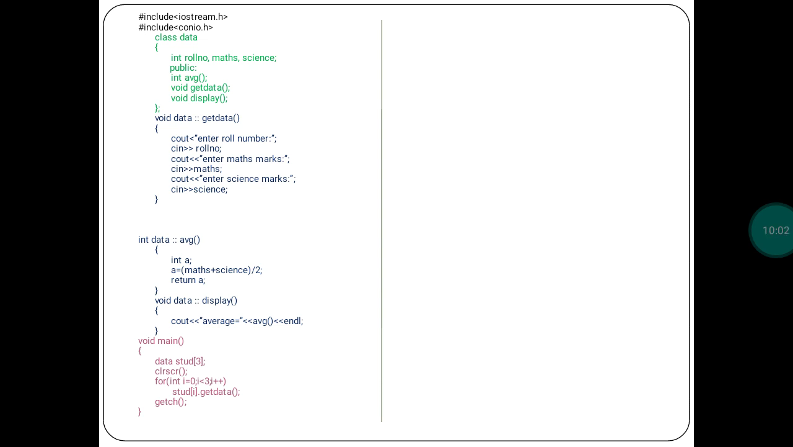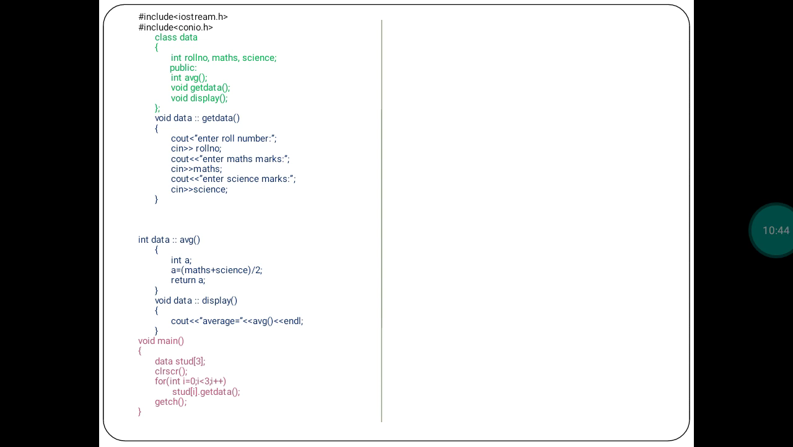When this get data function opens: cout enter roll number, cin roll number, so you input the roll number. Cout enter the maths marks, cin maths marks. Cout enter science marks, cin science. Closing brace, then this function is closed. In this member function we input three values: roll number, maths marks, science marks.